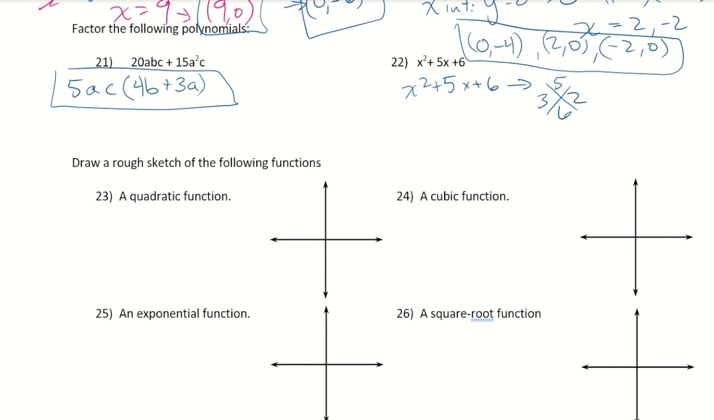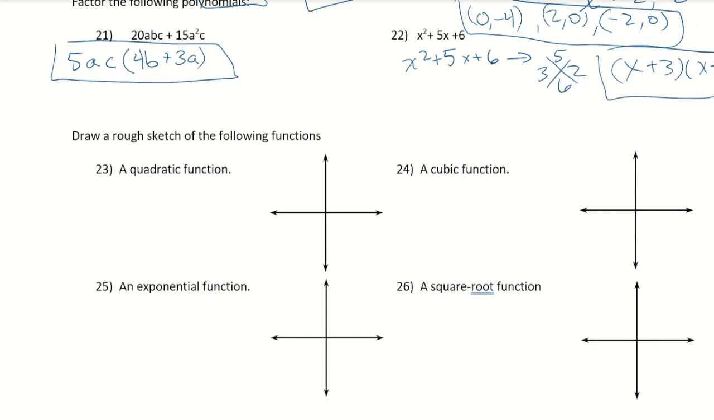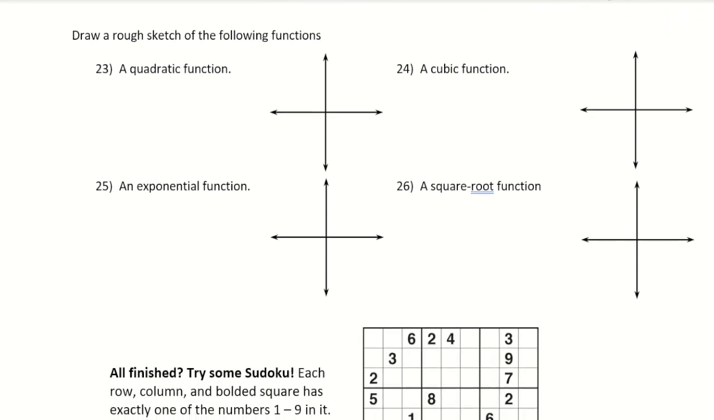So then we're going to factor this using our box and diamond method, and that's just going to be x plus 3 times x plus 2. So now we just got to draw a rough sketch. Quadratic is just a parabola. We learned that a long time ago.